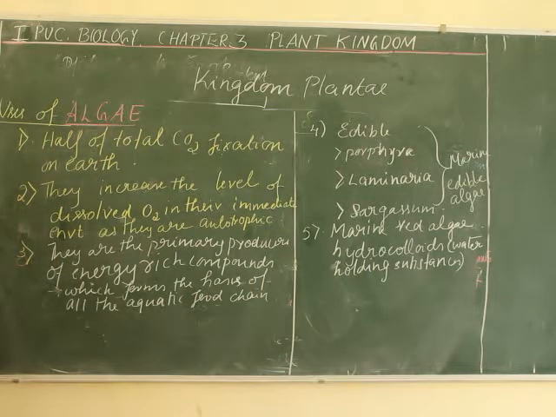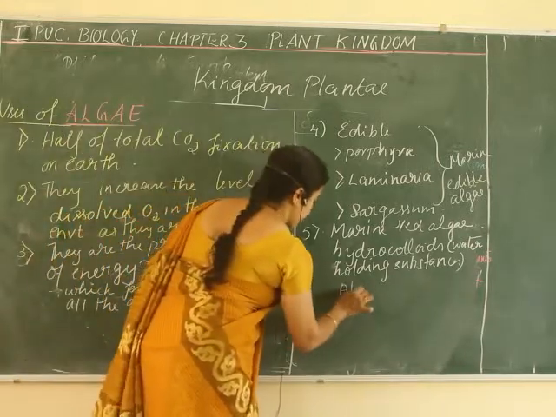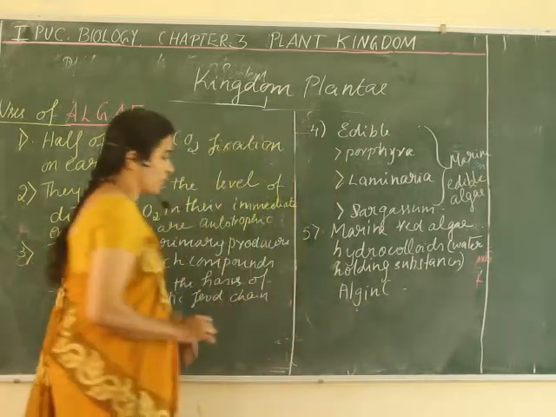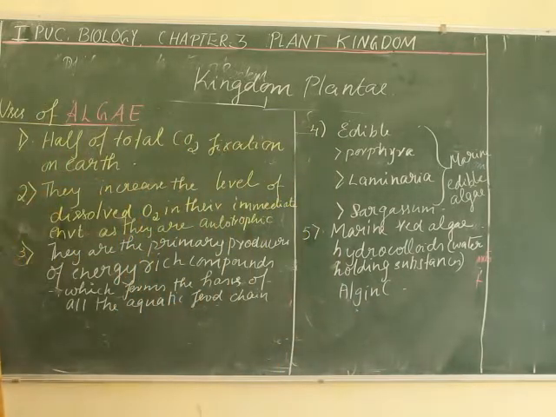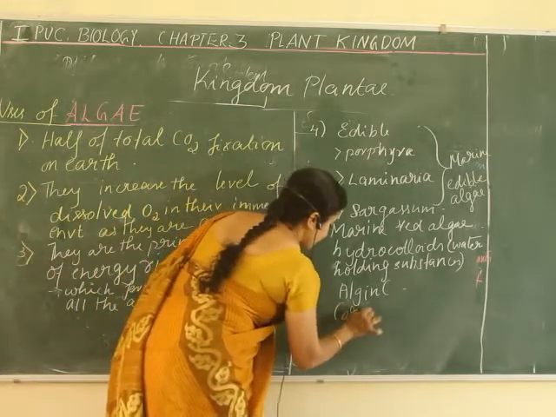For example, algin. You can expect a question from this. Algin is produced by the brown algae, and carrageenan is obtained from red algae.